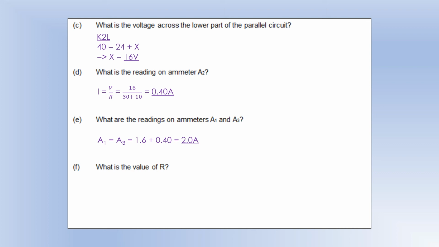So what is the value of R? Well, we now know what the current is going through R. We know the potential difference across R, so we can figure out that it's 12 ohms overall.